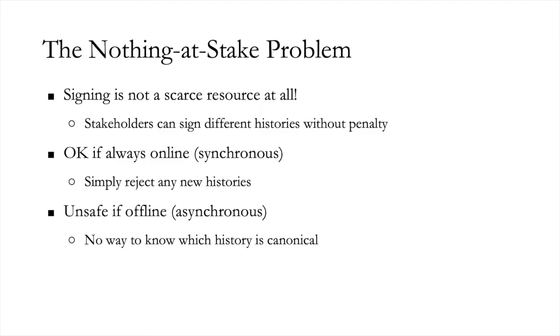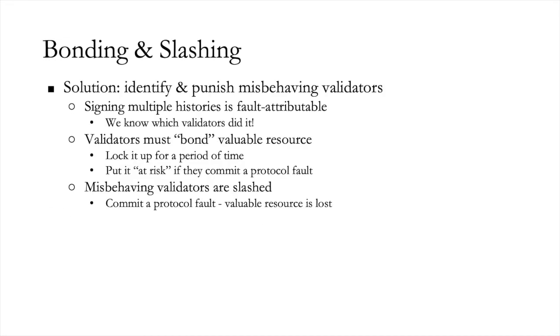Luckily, we have control over the state machine. We can utilize in our state machine information about the consensus to try and make these signatures a scarce resource. We do this by identifying and punishing validators which are behaving against protocol, which are signing multiple different histories with the same stake. Signing multiple histories is fault attributable. It certainly has to be identifiable, since we must verify that a validator signed a particular history.